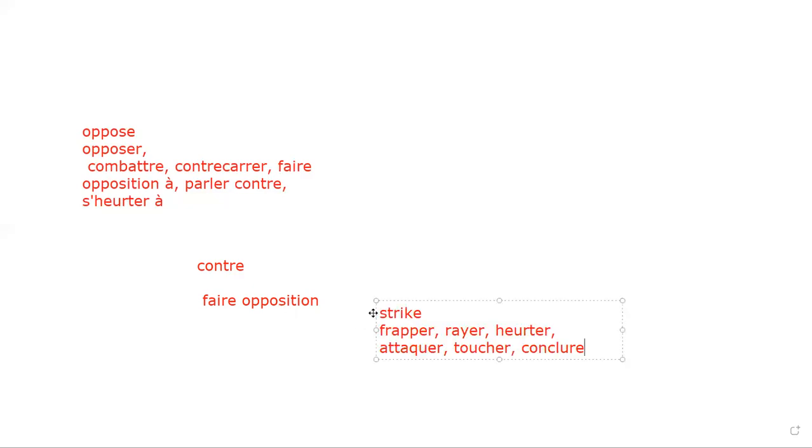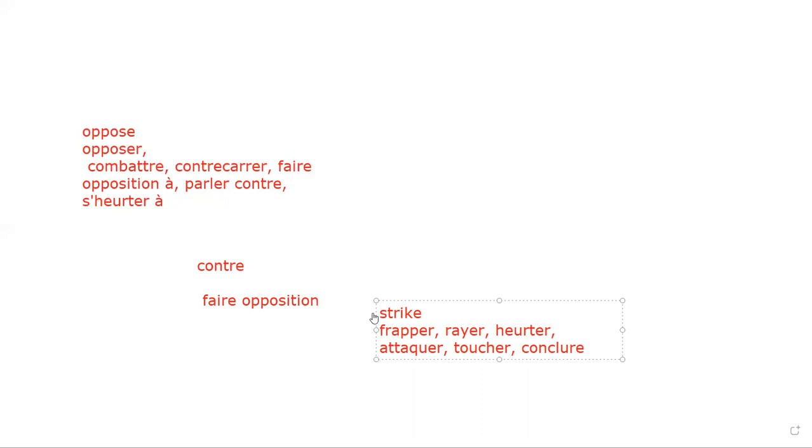Now we have frapper, rayer, heurter. Now look, I am using heurter here. Attaquer, toucher, conclure. Frapper is my vocab to hit. If I say we have to hit the situation, hit, frapper, hit. Frapper we use for slap also. Frapper we use for hit also. Repeat after me, team. Frapper. Frapper. Is it clear to you, team? Rayer. Yes, it means to scratch. Rayer. Frapper is to hit, to scratch.